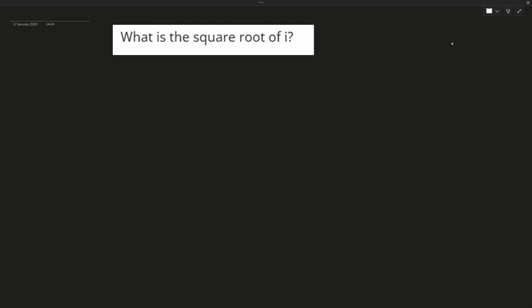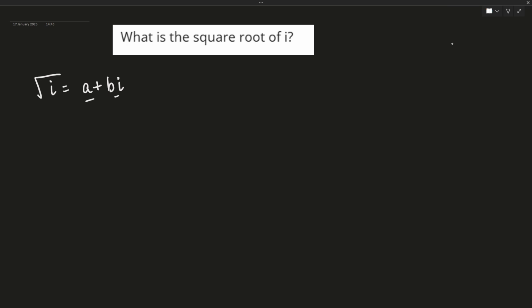So let us solve an Oxford University interview question. What is the square root of i? To find the square root of the complex number i, we can express it in the form a + bi, where a and b are real numbers.